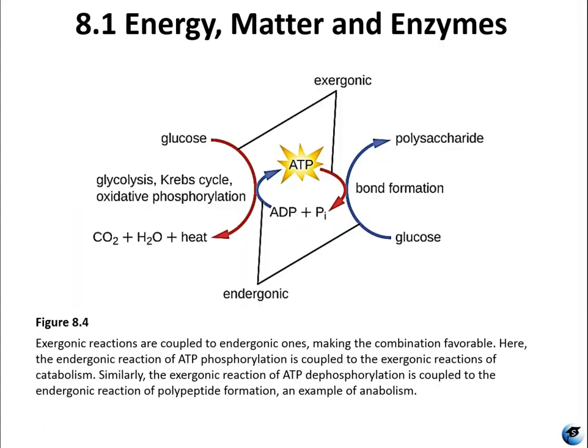This is 8.4, showing an exergonic reaction coupled to an endergonic reaction. This is coupling ATP phosphorylation to catabolism. And then ATP dephosphorylation is coupled to polypeptide formation, which is an example of anabolism. And again, you see this cycle. We are going to talk a lot more about glycolysis and Krebs cycle in lesson 8. We will go over oxidative phosphorylation just a little bit later in this lesson.